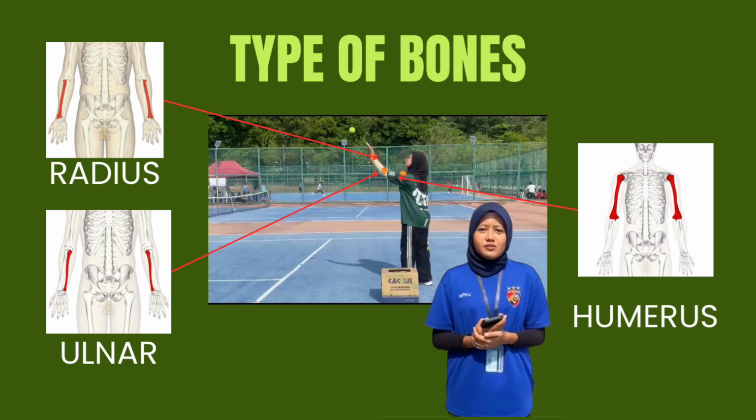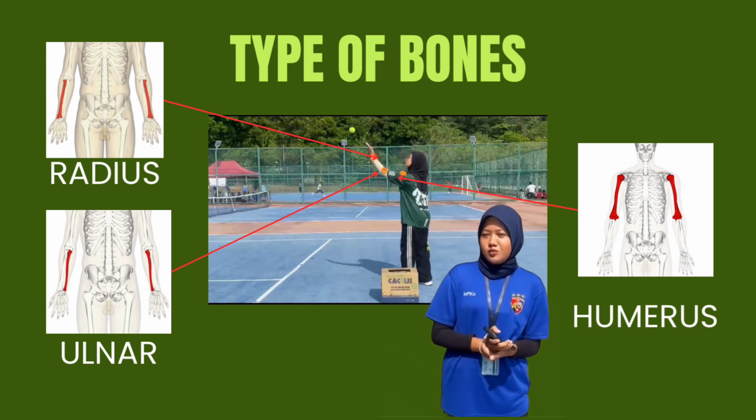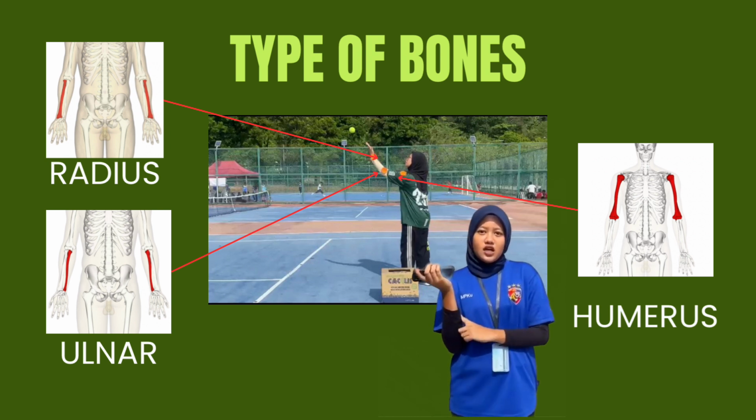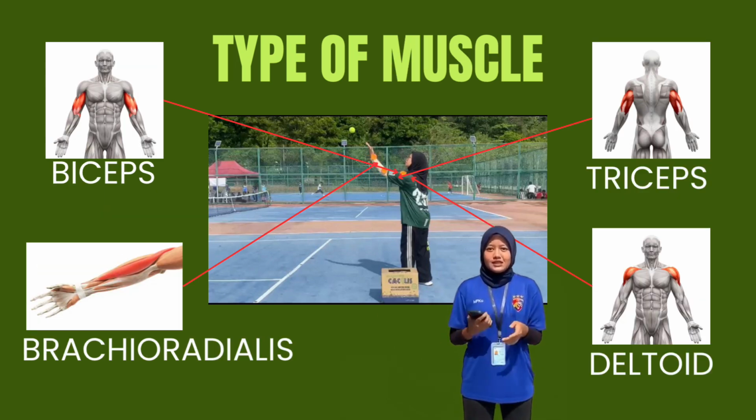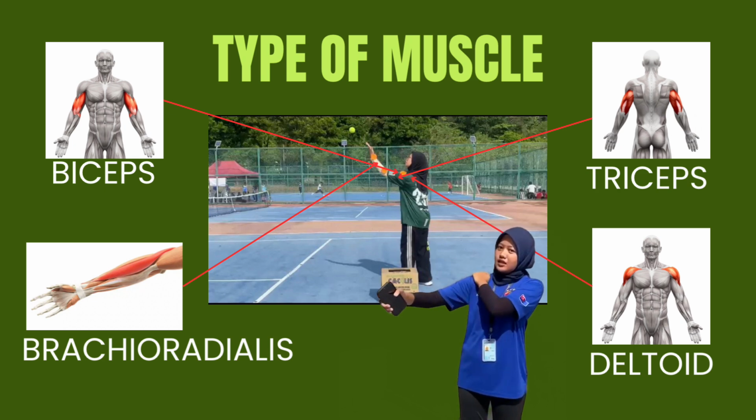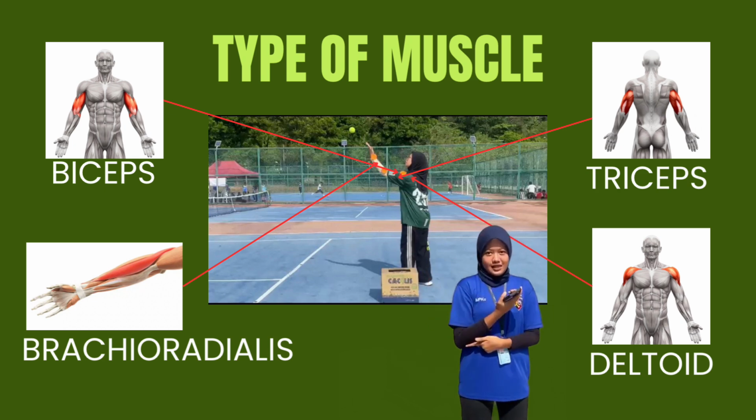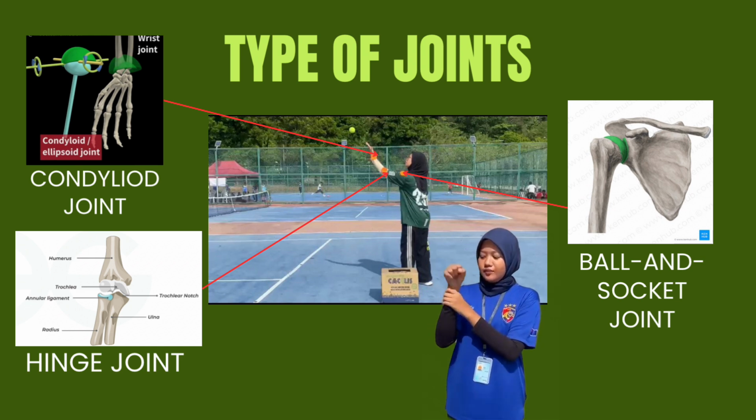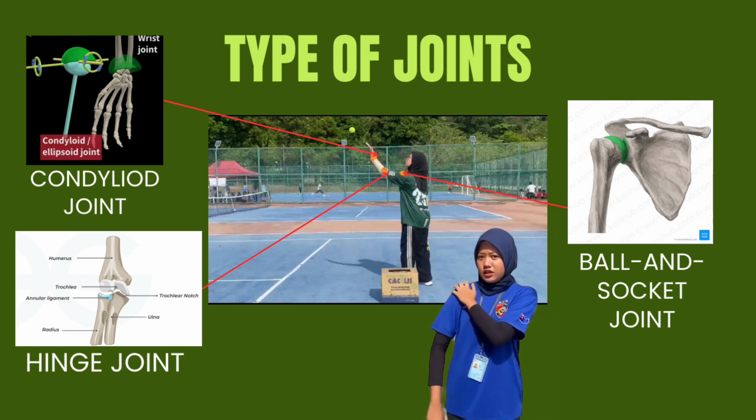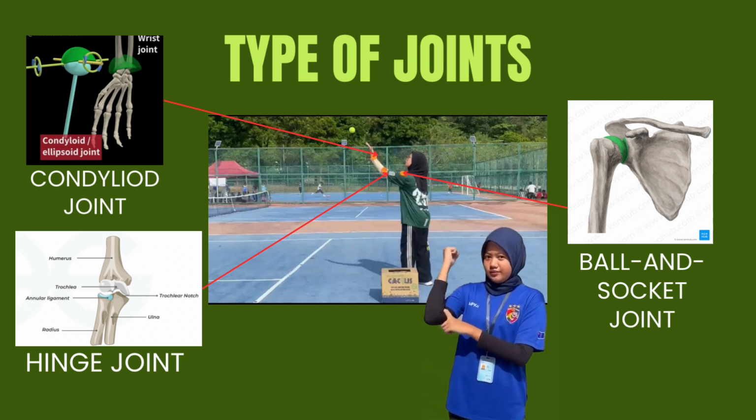There are three types of bones involved in this movement, which are the ulna, radius, and humerus. There are four types of muscles involved in this movement, which are biceps, triceps, deltoid, and brachioradialis. There are three types of joints in this movement, which are the condylar joint, which is here, the ball and socket joint, and the hinge joint.